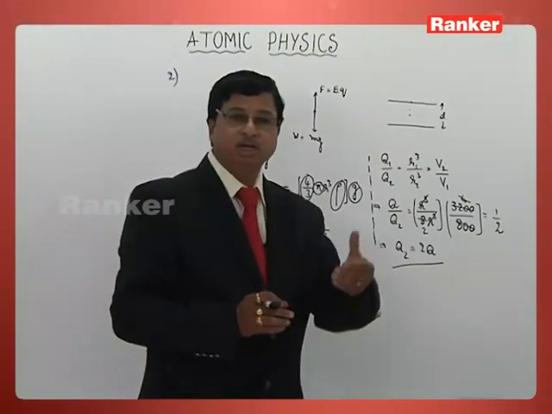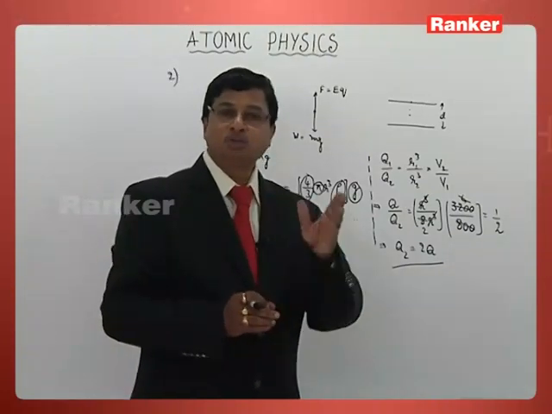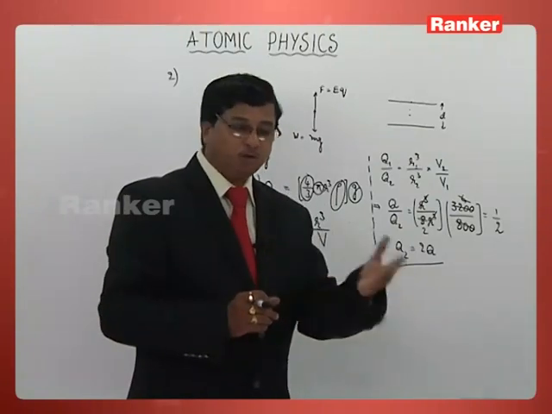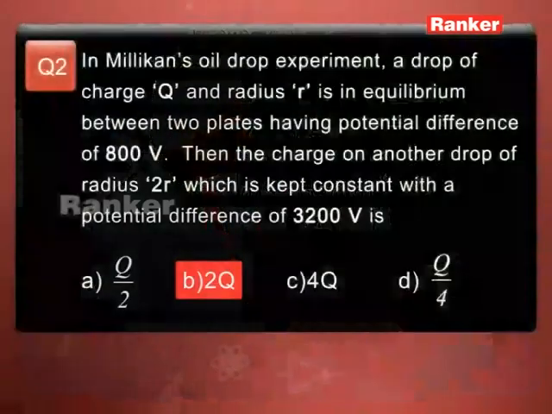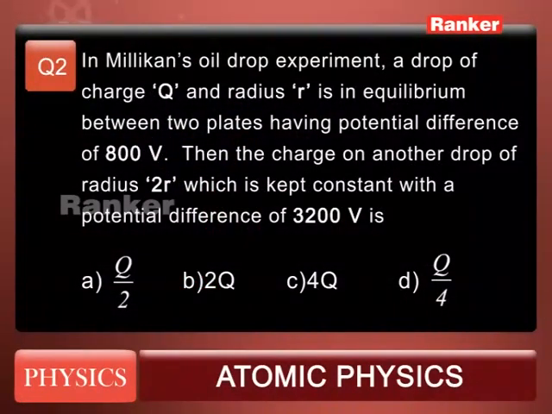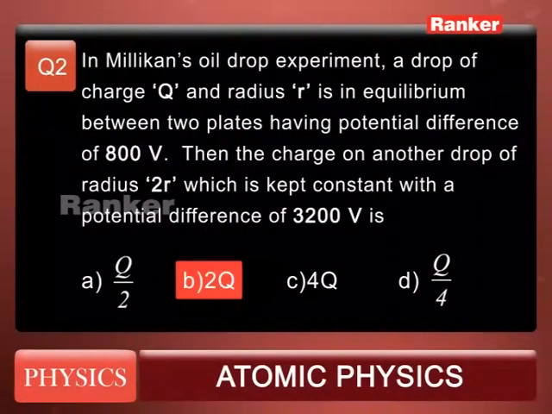See the options that have been given, which I have already read earlier: q by 2 the first option, 2q the second option, 4q the third option, and q by 4 the fourth option. What is the correct option now? You can guess directly. It is the second option which is going to be true. So the option for this one is B again.